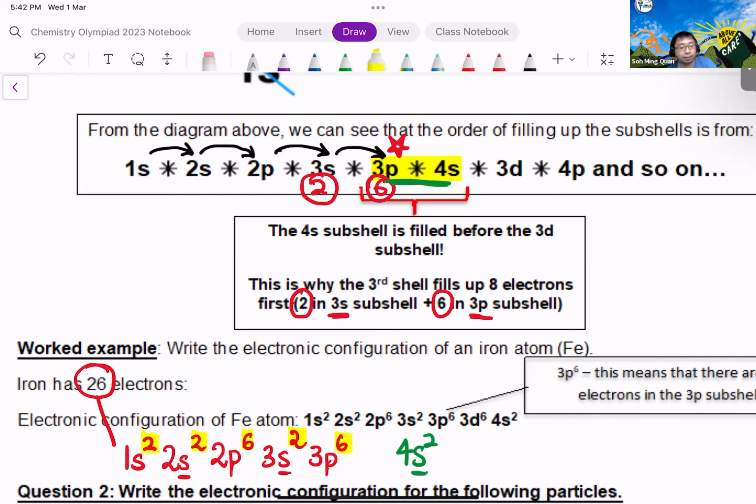So now you count. 2 plus 2 plus 6 plus 2 plus 6 plus 2. So I've written 20 electrons. Therefore, the last 6 electrons will go into 3d6. So that's how you write the electronic configuration of iron.